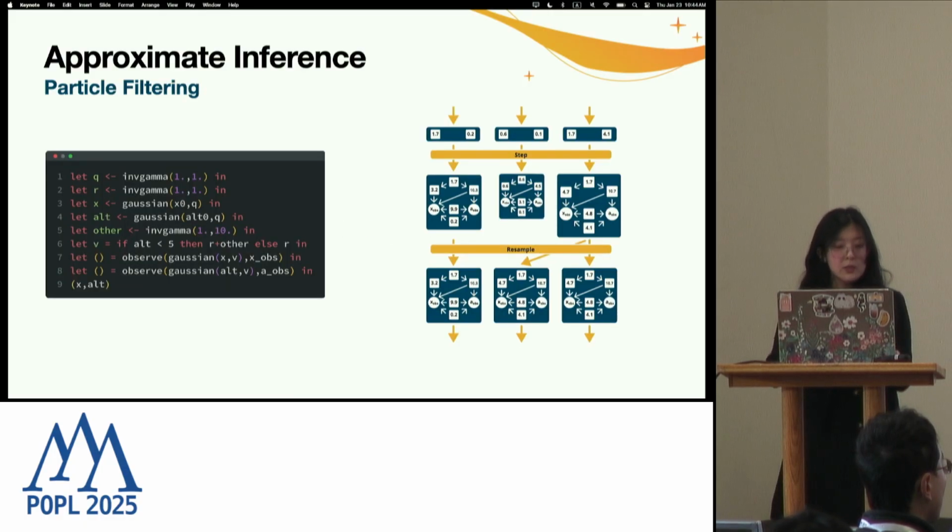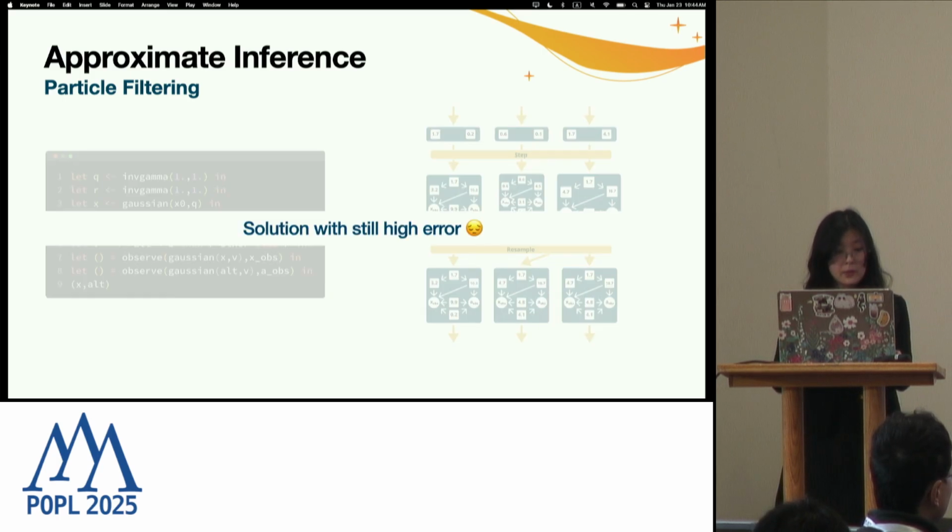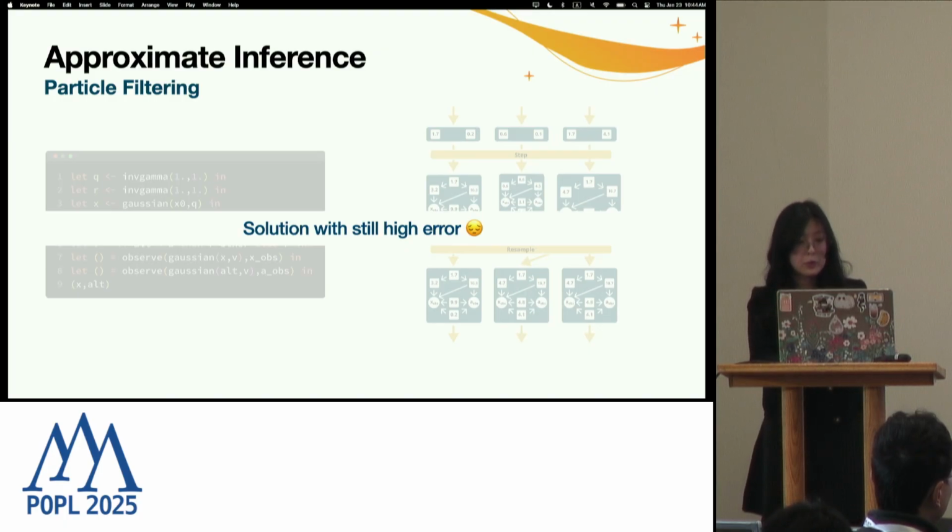And resampling a new set of particles based on the weights at certain checkpoints can help lower the error in the solution. This type of approximate inference is called particle filtering. However, depending on the program, this still might not be enough to lower the error.